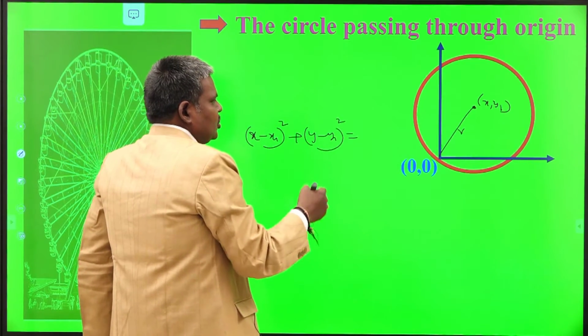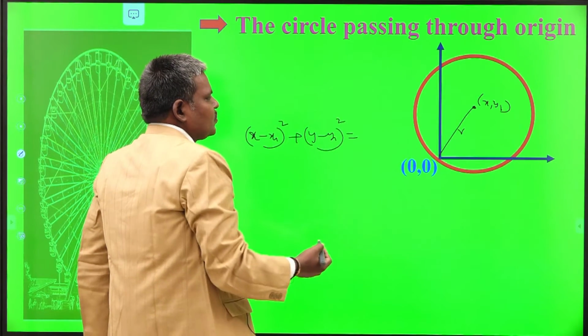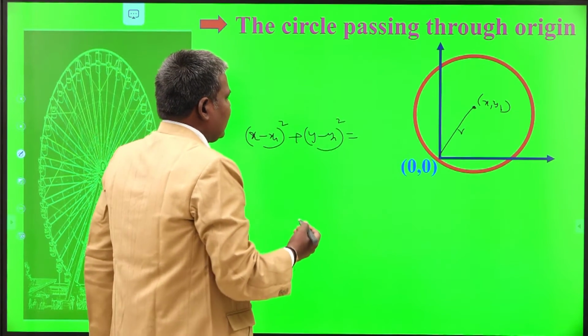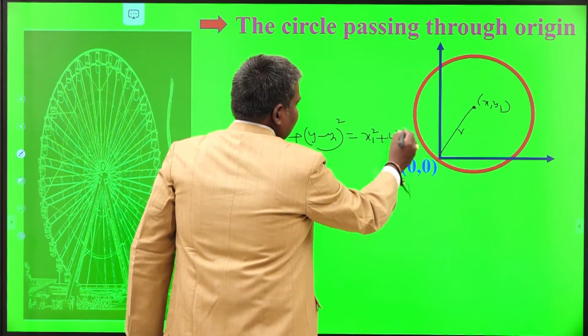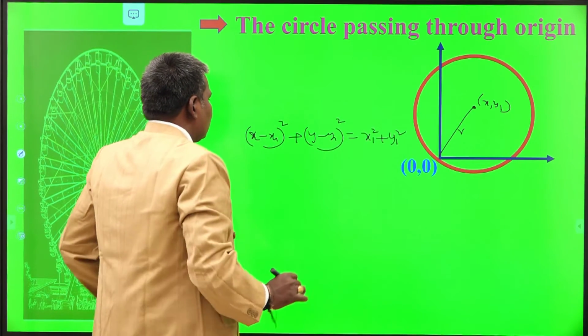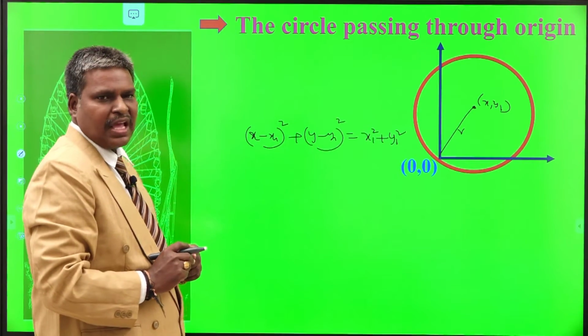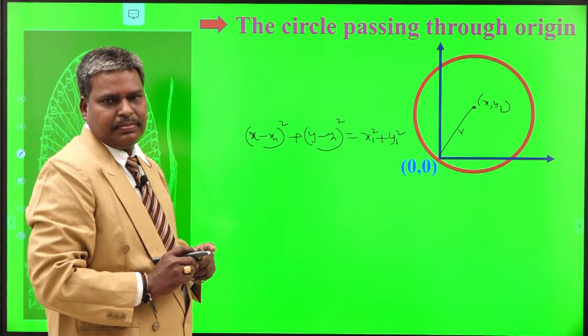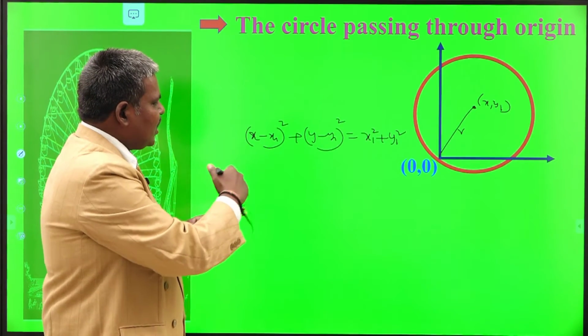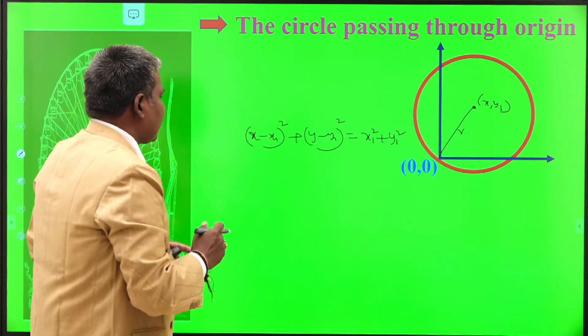whole square. That is the root of (x1 minus 0) whole square plus (y1 minus 0) whole square. That is x1 square plus y1 square. The square root is cancelled by squaring. So this is the equation of the circle having center at (x1, y1) that is passing through the origin. Your radius is the distance from the origin to (x1, y1).